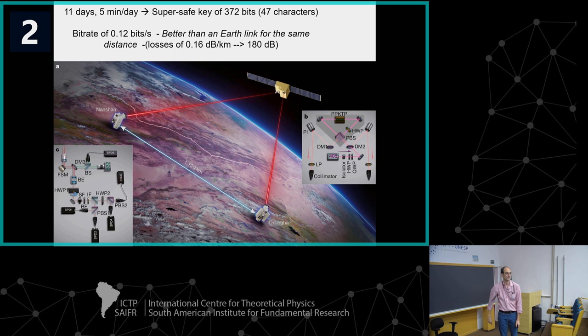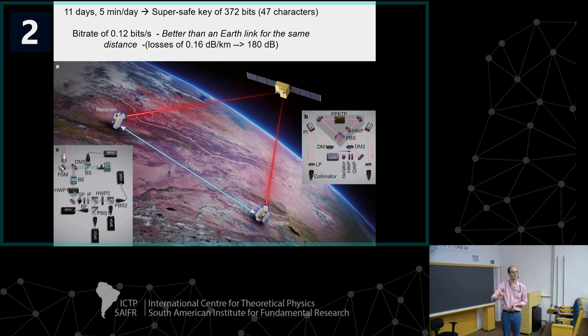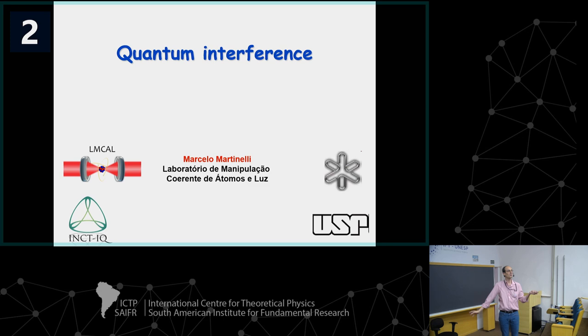Moreover, it's encoded in the random polarization of a single photon that's locally a mixed state. But yet, you can send this sentence that has exactly 47 characters. So it works. You can put a constellation of satellites and keep sharing perfectly safe keys. All right, for the moment.